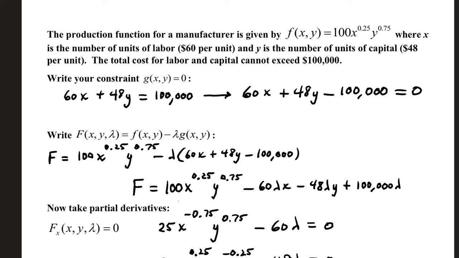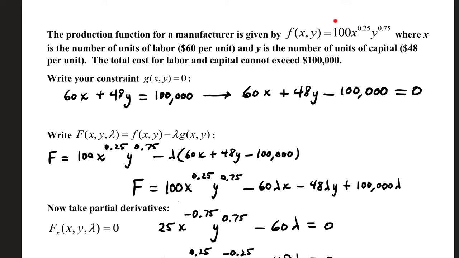So we're going to write our constraint. X is for labor, $60 per unit of labor, plus $48 per unit of capital, and we're going to set that equal to 100,000. That's the max we're allowed to spend. Because this constraint is not set equal to 0, we got to move the 100 grand over, so that's going to be subtracting 100,000 on both sides. This is our constraint. This is what we call lowercase g of xy.